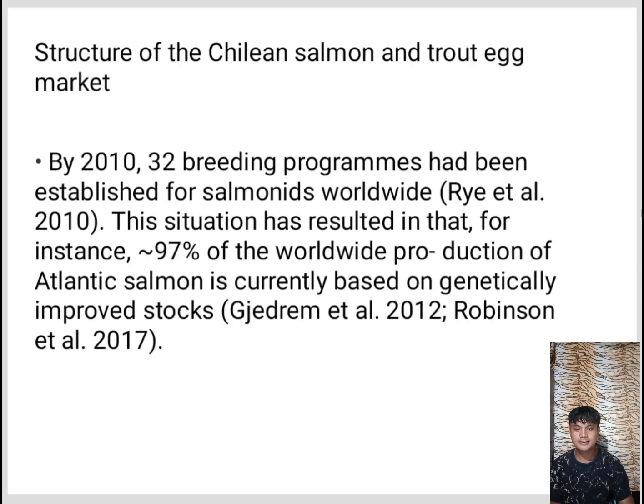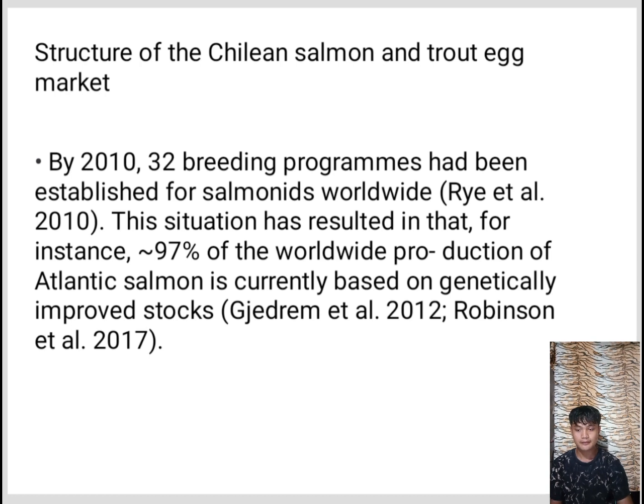Next is the structure of the Chilean salmon and trout egg market. By 2010, 32 breeding programs had been established for salmonids worldwide. This situation has resulted in 97% of the worldwide production of Atlantic salmon currently being based on genetically improved stock. Chile plays a key role in the international salmon market, and selective breeding is considered an important tool in increasing the competitiveness of Chilean aquaculture.